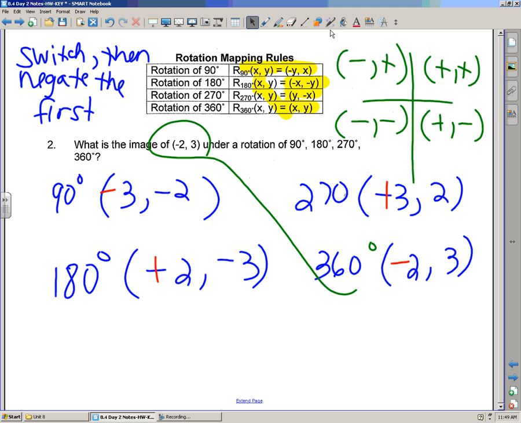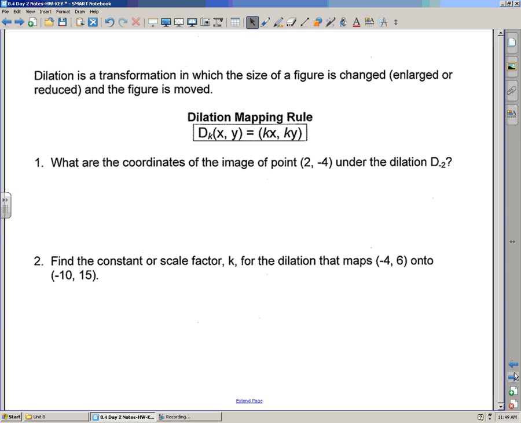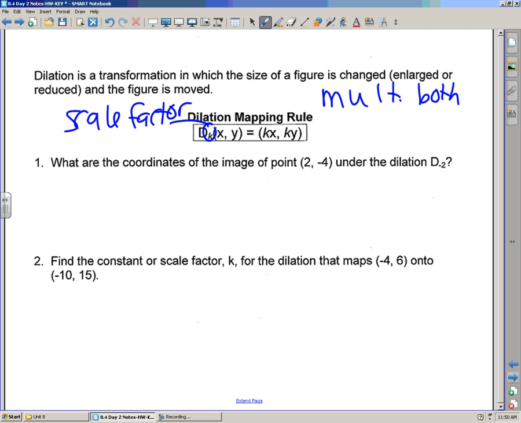With dilations, that's where things get bigger or smaller. A dilation is a transformation in which the size of a figure is changed, enlarged or reduced, and the figure is moved. Dilations have a constant called the scale factor, and the scale factor happens to be the letter k. If you remember from last year, scale factors are things that you multiply by. So you multiply both x and y by the scale factor, which is k.